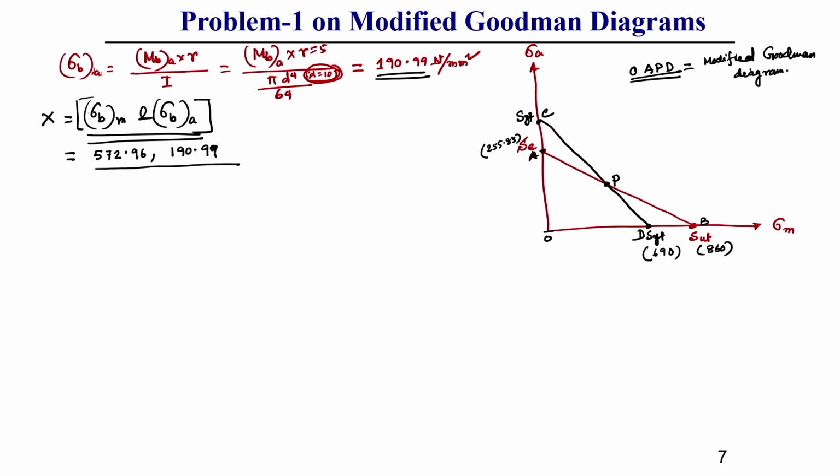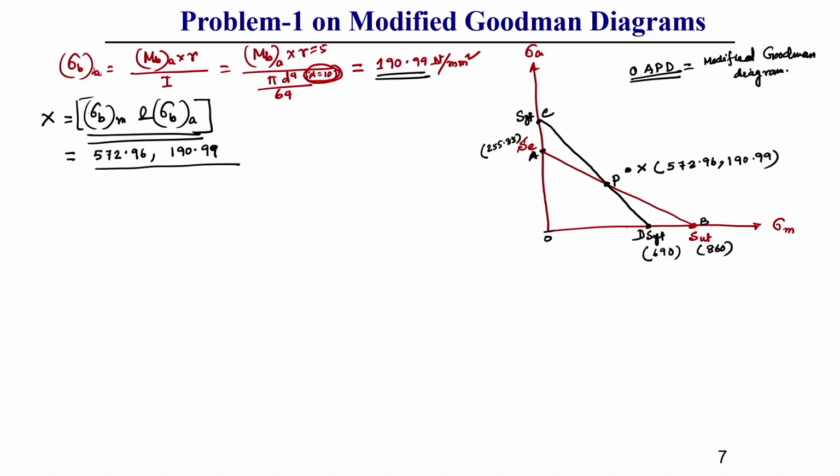Once I plot these things, let us consider from here to here, and after that we get some point. So, this is our x point, which has a value of 572.96, 190.99. It is observed that this x point lies outside the modified Goodman diagram. So, this point is generally not safe, based on this modified Goodman diagram.